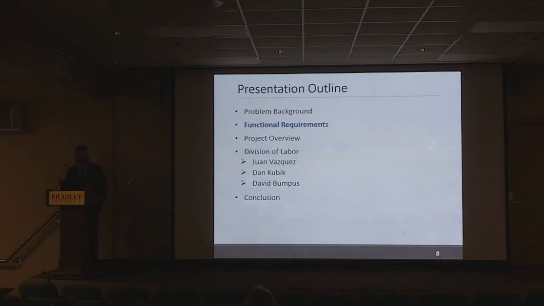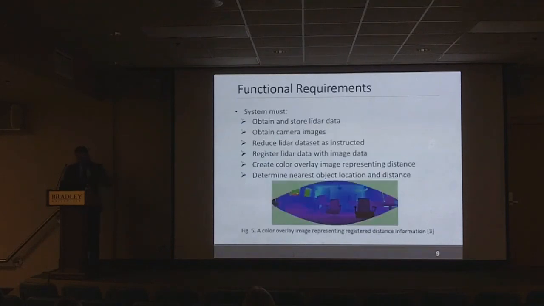The next section that I want to focus on is the functional requirements that we adhere to for our project. So we had a variety of functional requirements. The first that we wanted to follow was being able to obtain and store LiDAR data, those distance measurements of the surrounding environment. Aside from that, we also wanted to obtain camera images and add an extra dimension of color to the surrounding objects of the boat. We also wanted to reduce the LiDAR data set as instructed, and what we mean by that is being able to take a user input of a specified range, as I mentioned earlier, and get rid of any unwanted data, so to focus on those areas of interest.